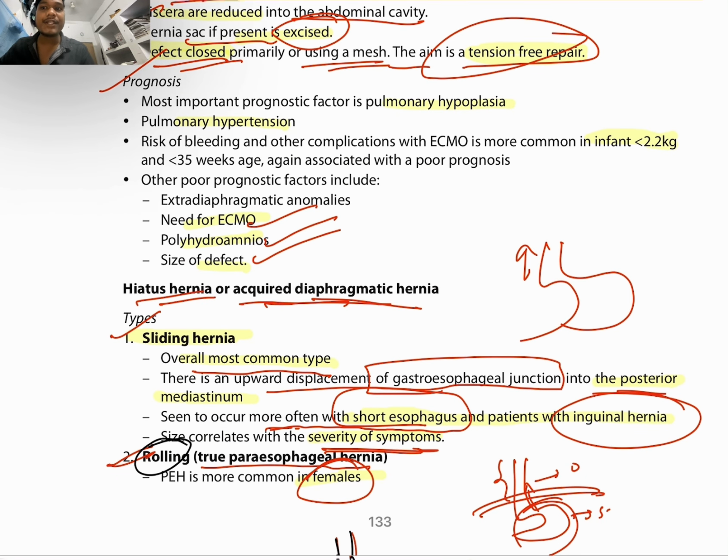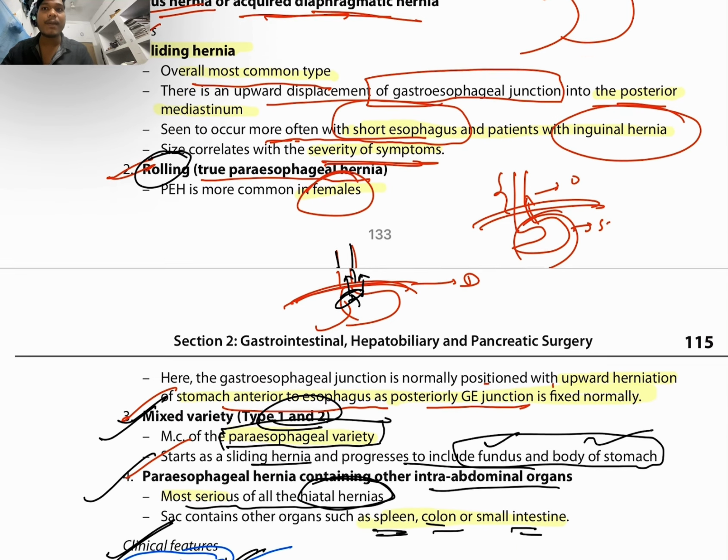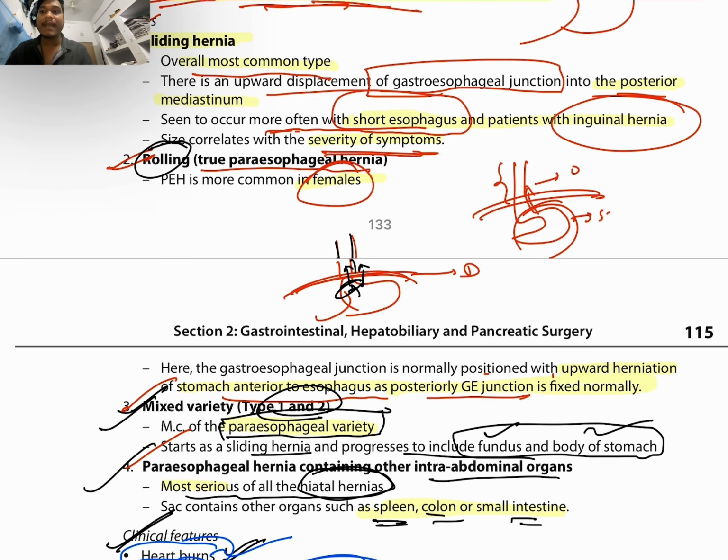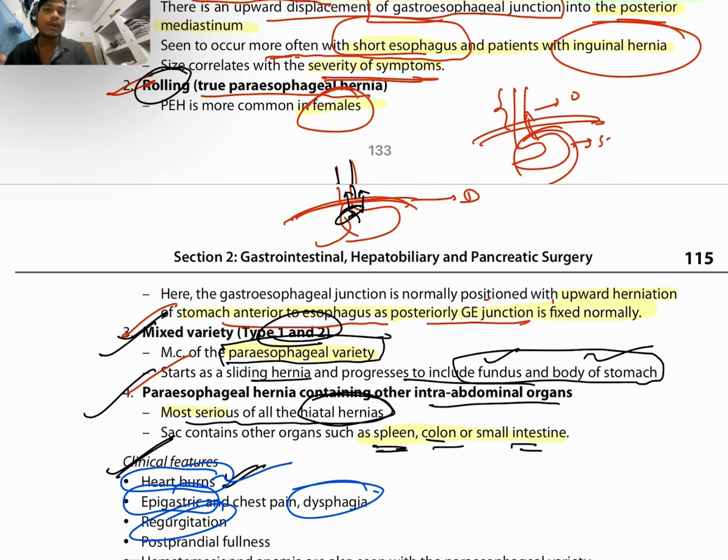After that we study the acquired diaphragmatic hernia. It is of four types. In the sliding type, just movement of the stomach will be seen, and in the rolling type there will be upward movement of the stomach. In the mixed type, the above two occur along with movement of the stomach, that is the fundus and the body of the stomach. And the paraesophageal hernia contains internal organs; this is the most severe or serious type.